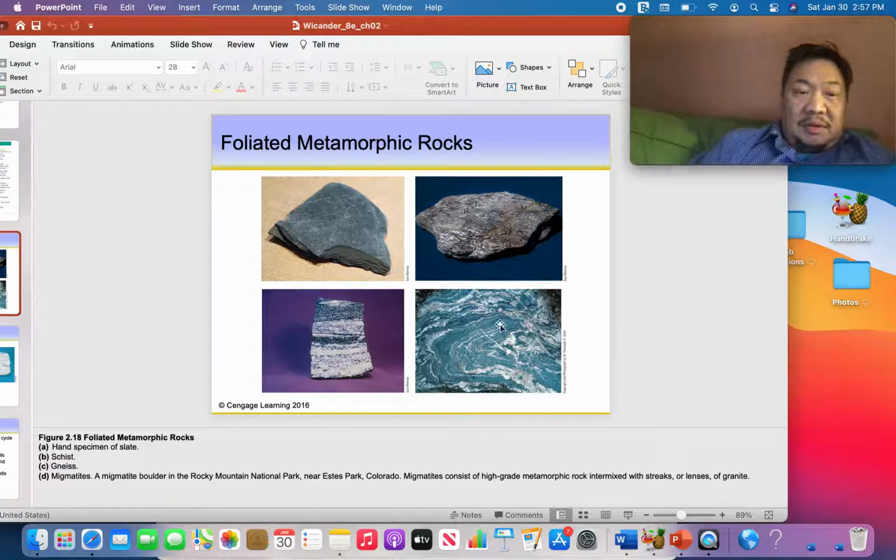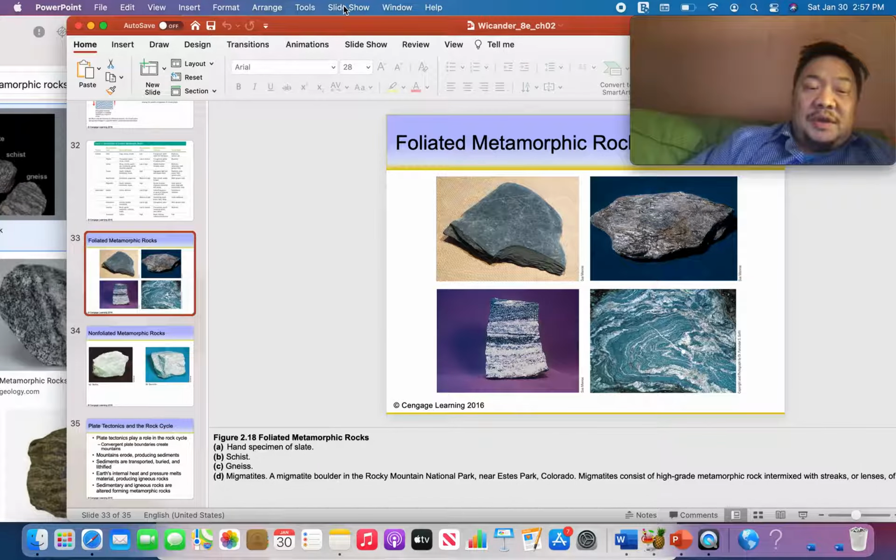This is another rock that is called migmatite. It's also foliated. It's got curvy layers in it. It's a very high grade metamorphic rock. It's the highest metamorphic grade rock there is.